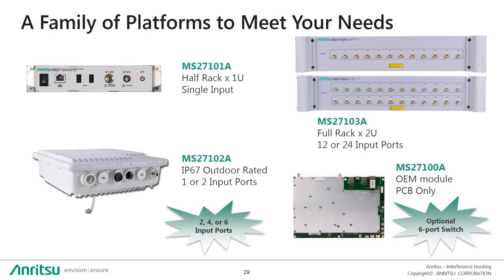The remote spectrum monitor family has 4 members that all have a maximum frequency of 6 GHz. You have the one-port half-rack MS27101A, then the outdoor version in the MS27102A, and you can get this with 1, 2, 4, or 6 RF ports. Then there's the MS27103A full rack instrument that's available with either 12 or 24 ports. And lastly, there's the OEM module, which you can integrate with your own product.